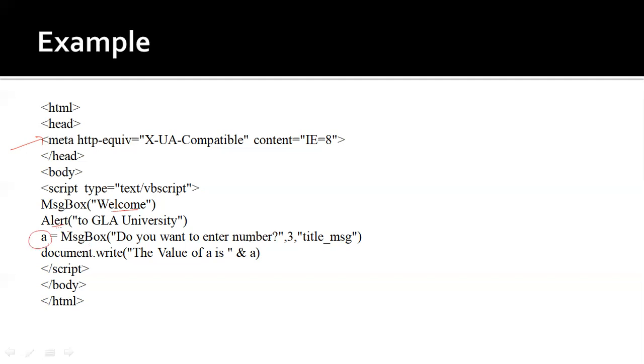Do you want to enter number? It means this is the string, the required parameter. The message is, do you want to enter number? Then 3 defines the type of this message box, and the title of this message box will be title message. Then document.write, the value of A is, then output will be the value of A, whatever is returned from the message box.